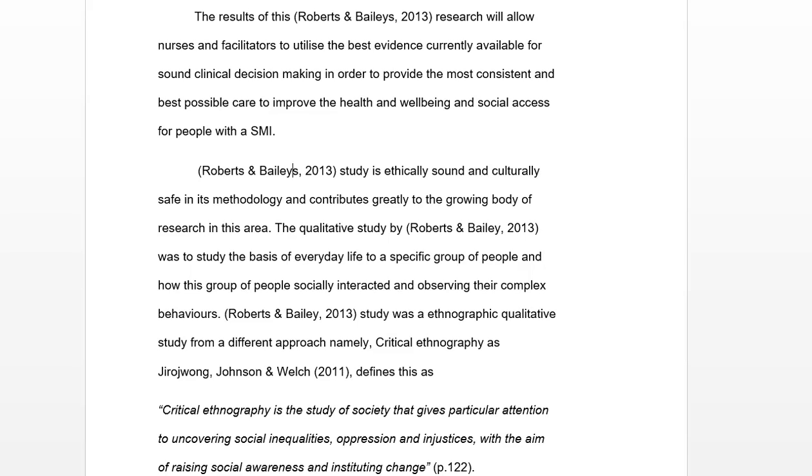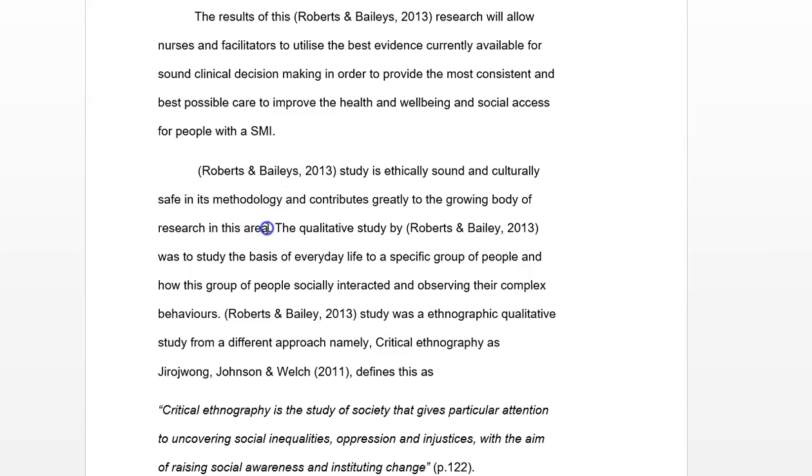Now, this sentence is all very well, but there is no backup there. They've made a statement, but we've only got the student's word that it is ethically sound and culturally safe, don't we? We don't really know that. So there you would need to maybe use an online reference, or if you've picked up an old text, you could use a textbook there, as long as you then go on and talk about ethics and cultural safety.